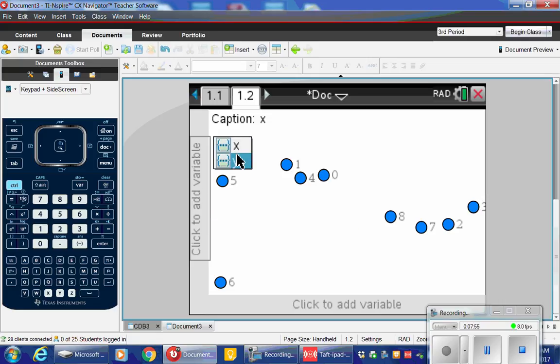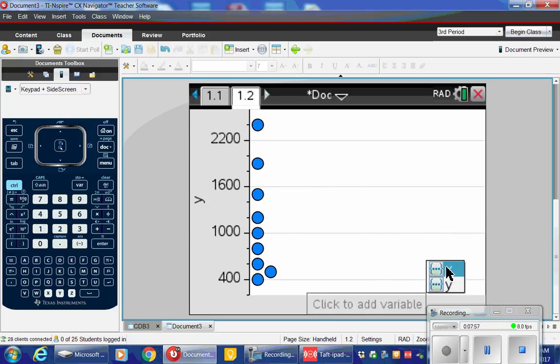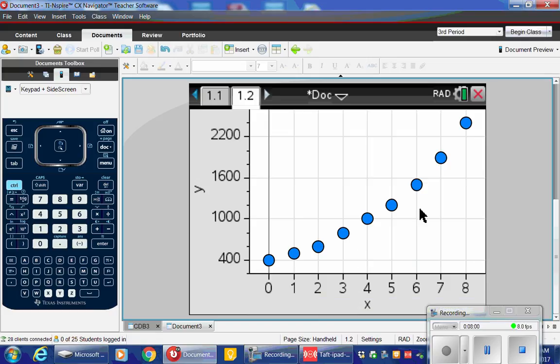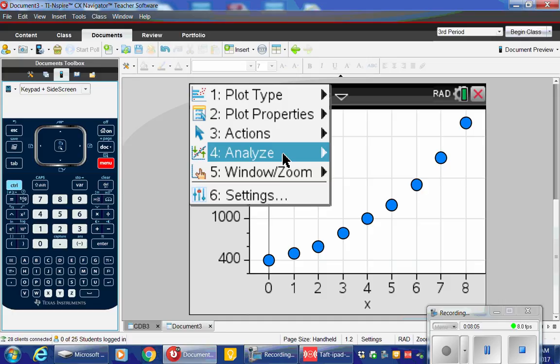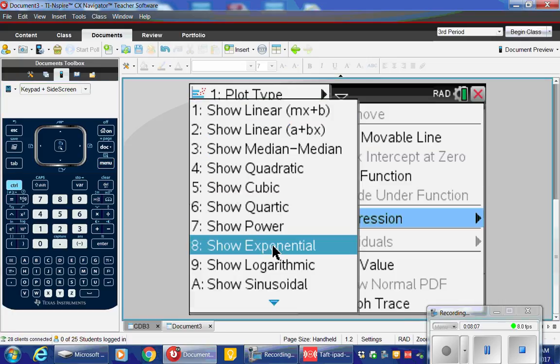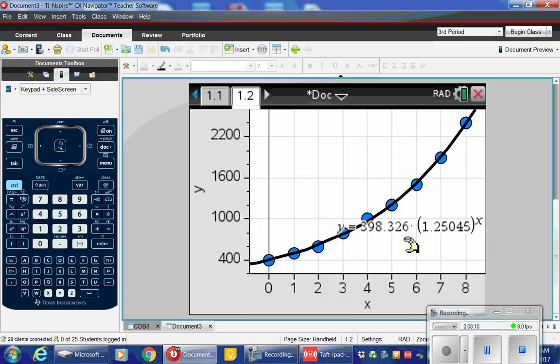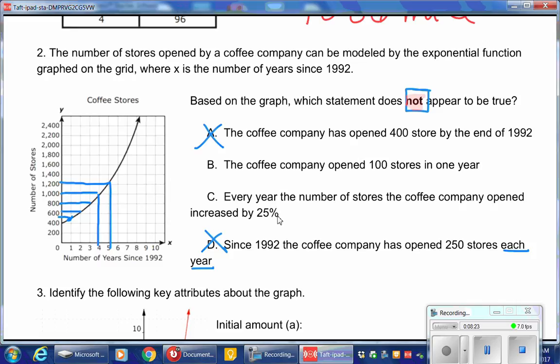Data and stats. Change this to Y. Change this to X. So this looks a lot like that graph that we have there on the review. Menu, analyze, regression, show exponential. So here, that 1.25, that's 25% growth. So I would say the best answer would be C, because the coffee company opened 100 stores in 1 year, but it doesn't say which year.